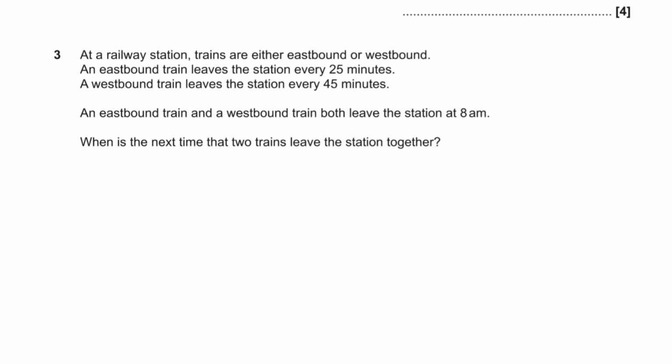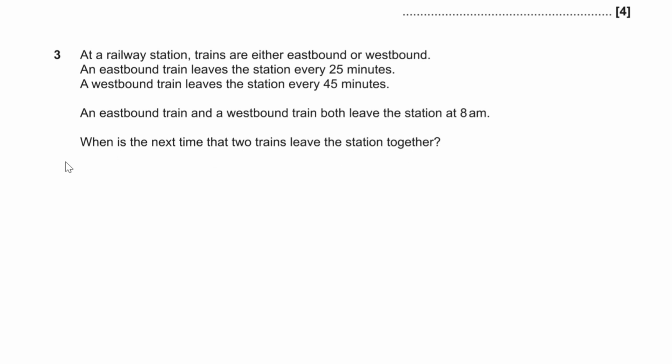Question number 3. At a railway station, trains are either eastbound or westbound. An eastbound train leaves the station every 25 minutes. A westbound train leaves the station every 45 minutes. An eastbound train and a westbound train both leave at 8 AM. When is the next time that the two trains will leave the station together?